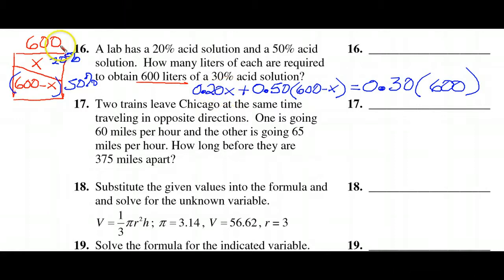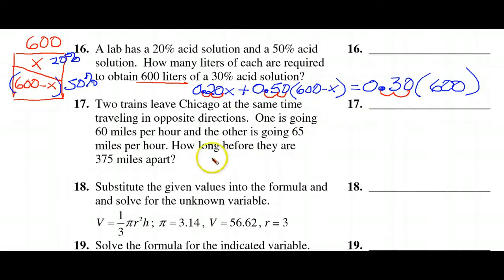20% of part of this, 50% of the other part, mixed together is going to give you 30% of 600. You have used or will be using algebra to solve what could be a kind of tedious problem. Now, what's the first thing you're going to do? Well, get rid of your decimals by multiplying every term by 100.